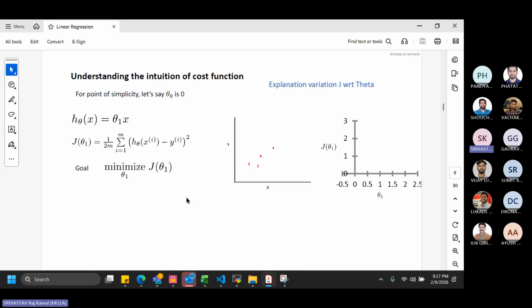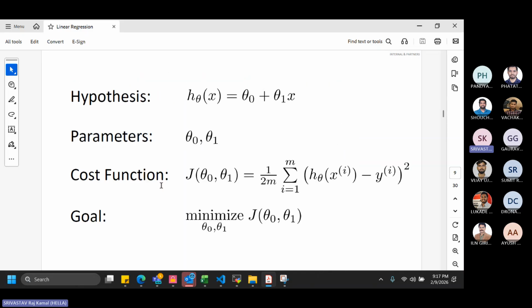In a practical scenario, you will not do it manually. There are libraries already doing this work for you, libraries in Python, but this is a must to understand. This is our final summary. We write a hypothesis, we find the parameters, we find the cost function. We need to minimize this to find the best values of theta 0, theta 1.